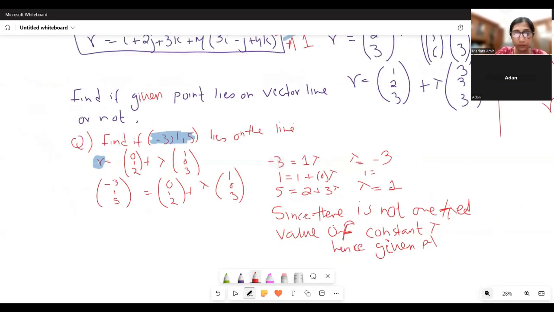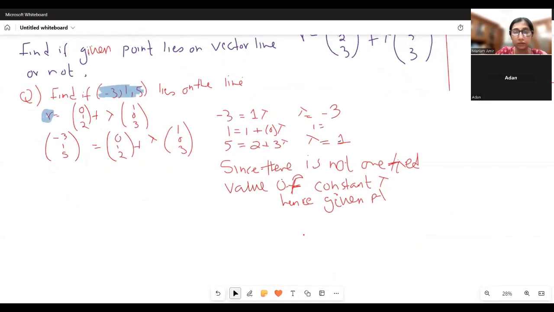Given point does not lie on the given equation.